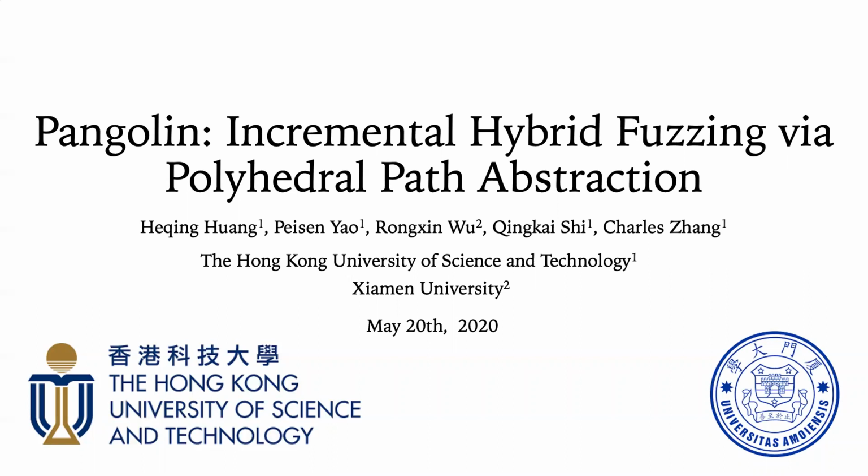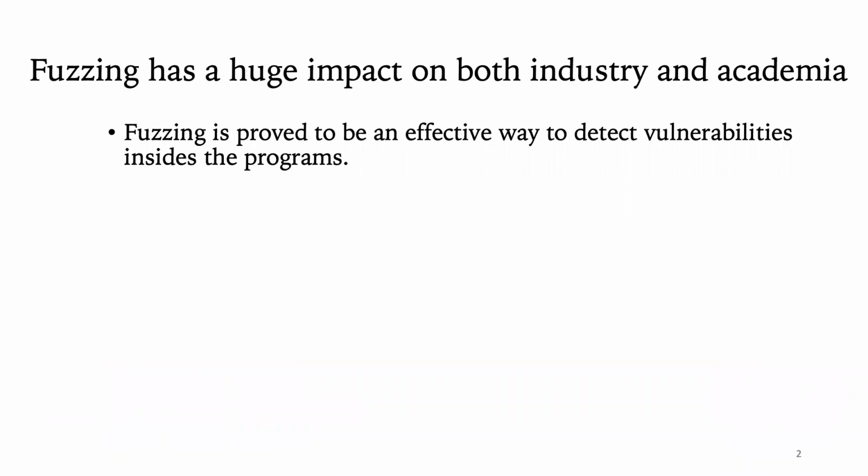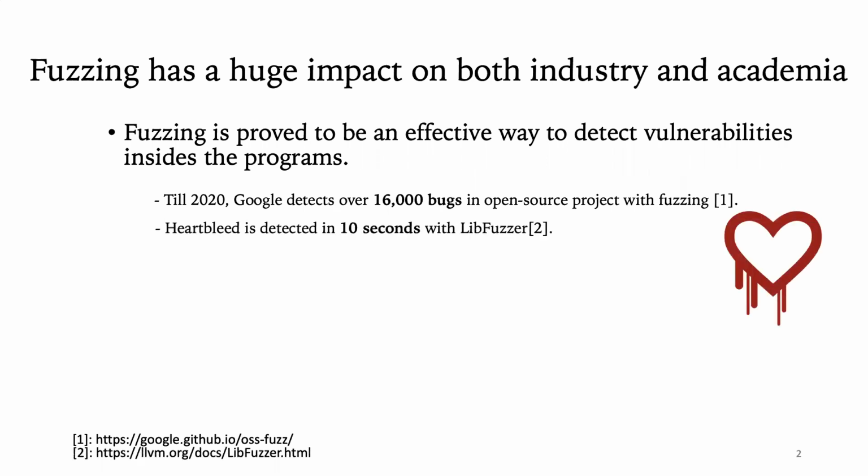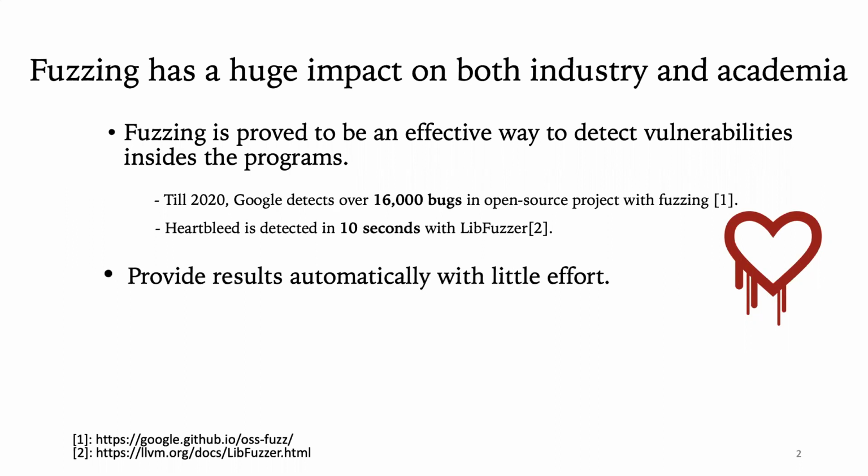Let's start. Fuzzing is nowadays one of the most effective ways to detect vulnerabilities. For example, Google detected over 16,000 bugs with fuzzing in open source projects. Heartbleed, one of the most impactful vulnerabilities in 2014, can now be detected in 10 seconds with modern fuzzers. The benefit of automatically detecting vulnerabilities without much manual effort makes fuzzing applicable to various scenarios.